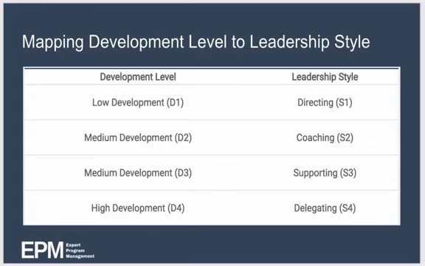So now that you've determined the development level of your subordinates, you can use the following table to select the most appropriate leadership style. So for example, if your subordinate development level is D1, you would use a directing style. If it's D3, you would use a supporting style, etc.